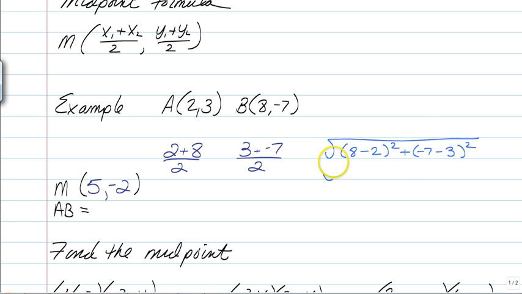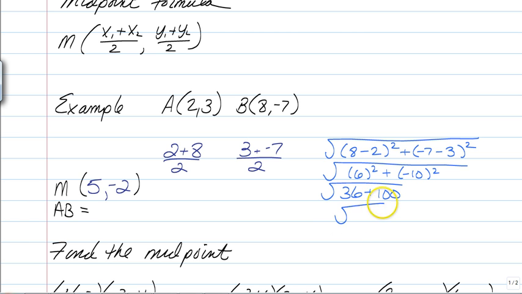Now you work with the parentheses first. So 8 minus 2 is 6 squared, plus negative 7 minus 3 is a negative 10 squared. If we square 6, we get 36 plus square a negative 10 and we get 100. So that is the square root of 136.